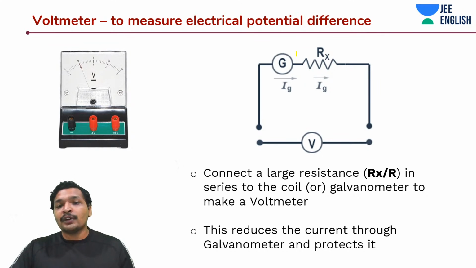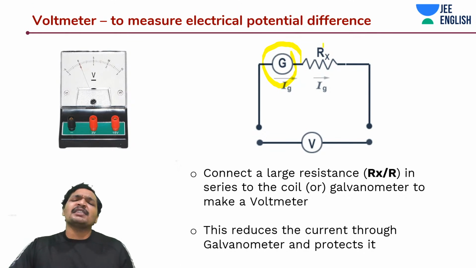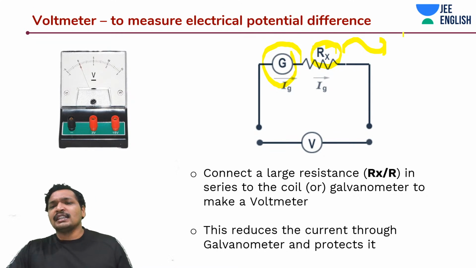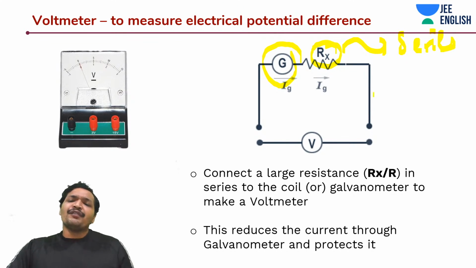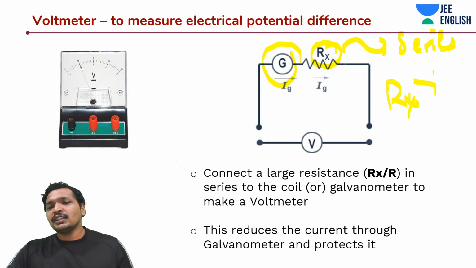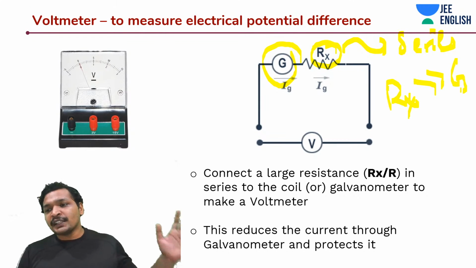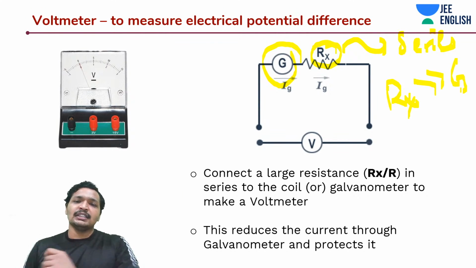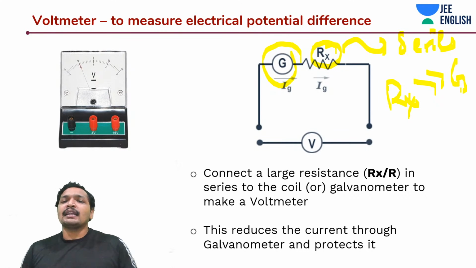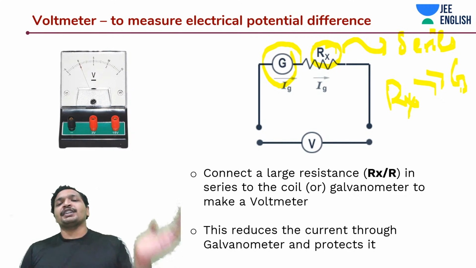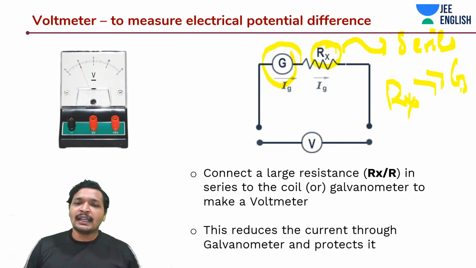Now let's get into the concept of voltmeter. How do you prepare a voltmeter from a galvanometer? You place a very, very large resistance in series. Very large means very large. It should be very large compared to the galvanometer. And now think about it, when I'm placing a large resistance in series, even a small current can create a huge deflection in the galvanometer.